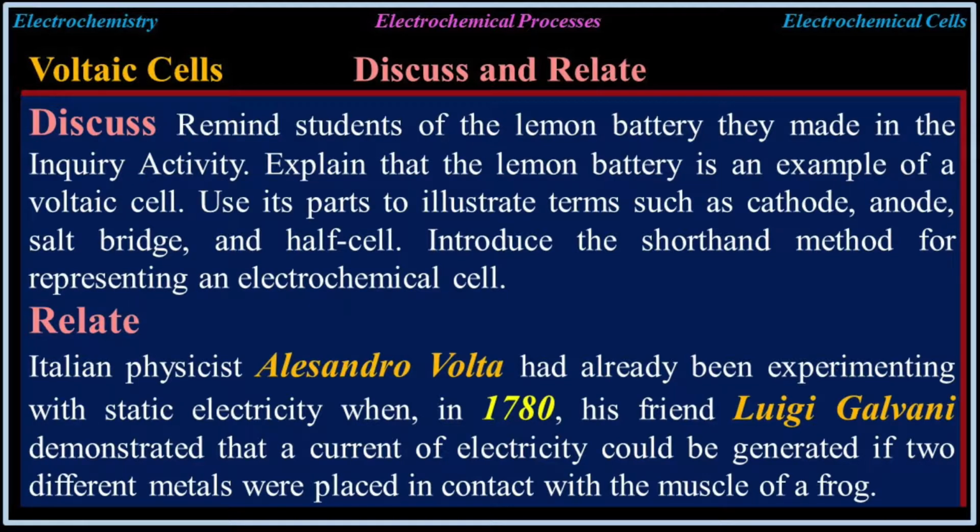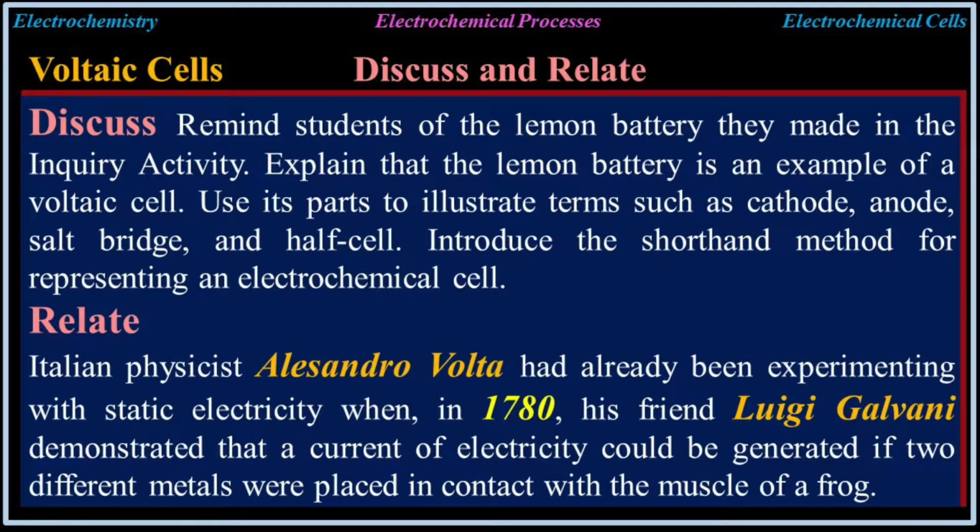Voltaic cells discuss. Remind students of the lemon battery they made in the inquiry activity. Explain that the lemon battery is an example of a voltaic cell. Use its parts to illustrate terms such as cathode, anode, salt bridge, and half cell. Introduce the shorthand method for representing an electrochemical cell.